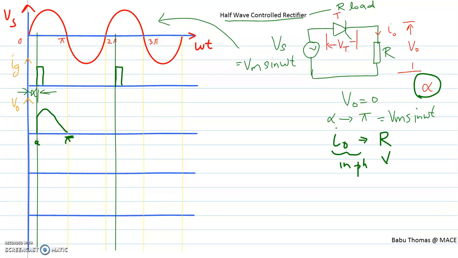Now we'll be plotting the output current I0. We have already mentioned that the current I0 will be in phase with your output voltage V0, and the amplitude of your current I0 will be nothing but Vm sin omega t divided by R. Therefore, I can plot my output current as the same voltage waveform V0 but at a lower magnitude, from alpha to pi.